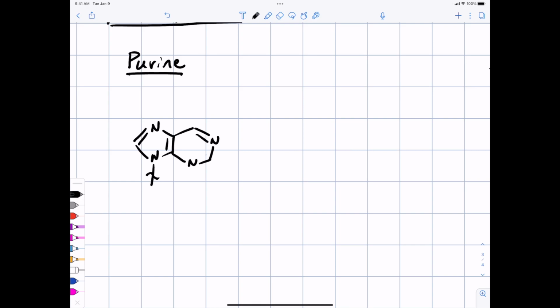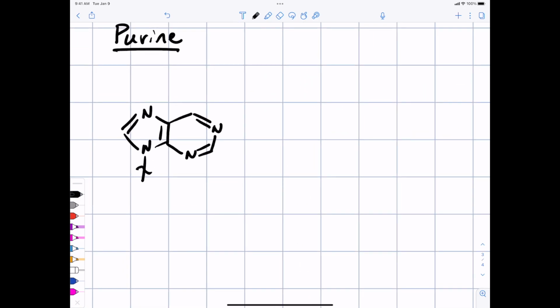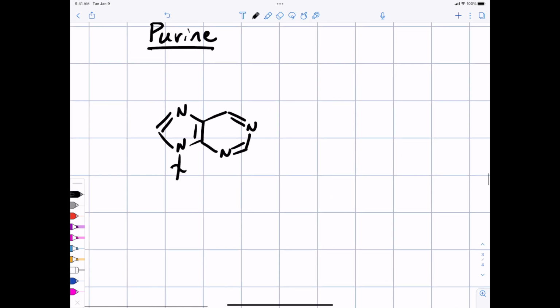So the basic core structure of the purine is a 5-membered ring containing 2 nitrogens fused with a 6-membered ring containing 2 nitrogens. And then what's added to it determines whether it's one base versus another. The base I'm going to draw now is called adenine. The term adenine refers specifically to the base part of the nucleotide and not the other stuff.